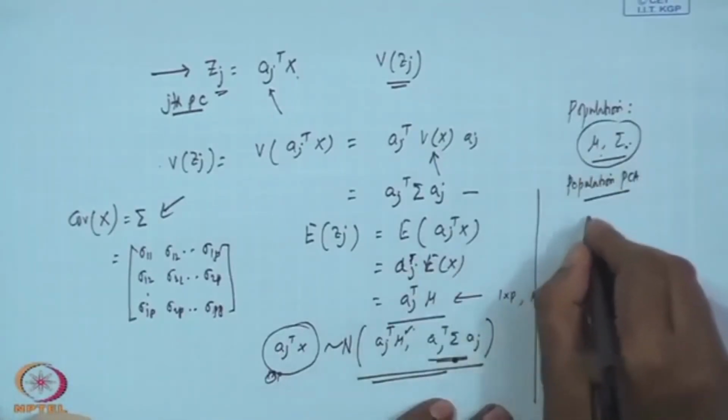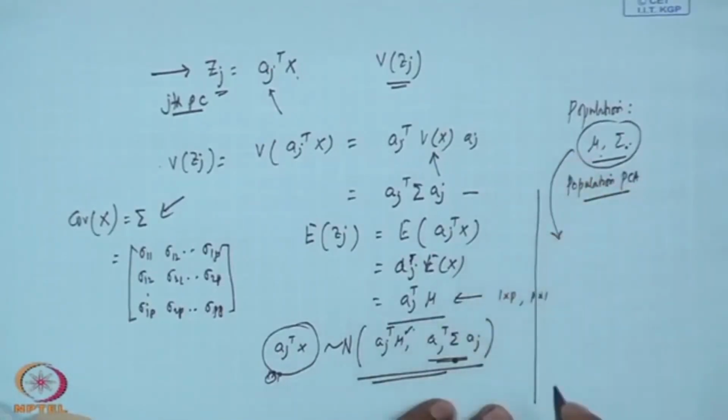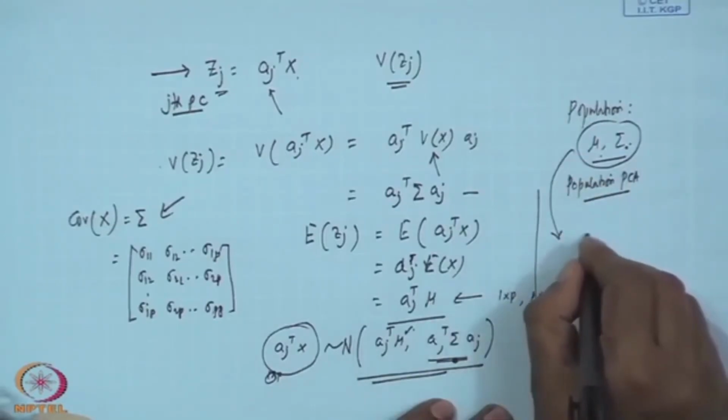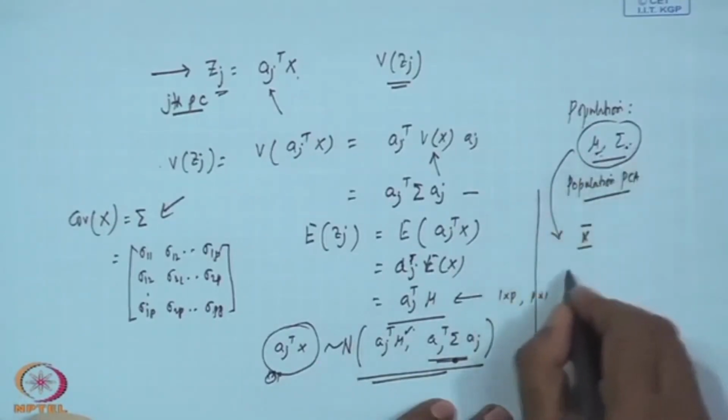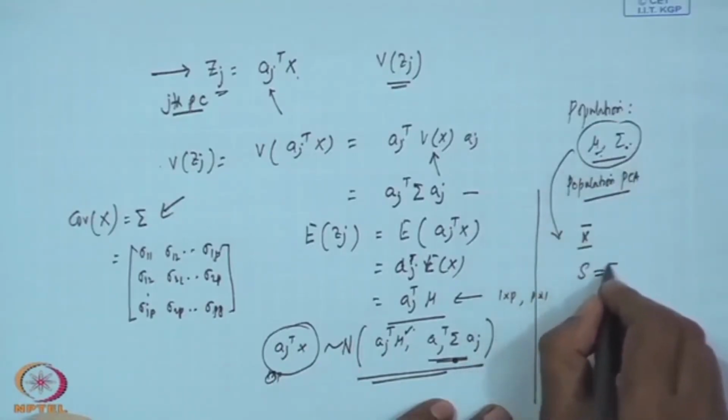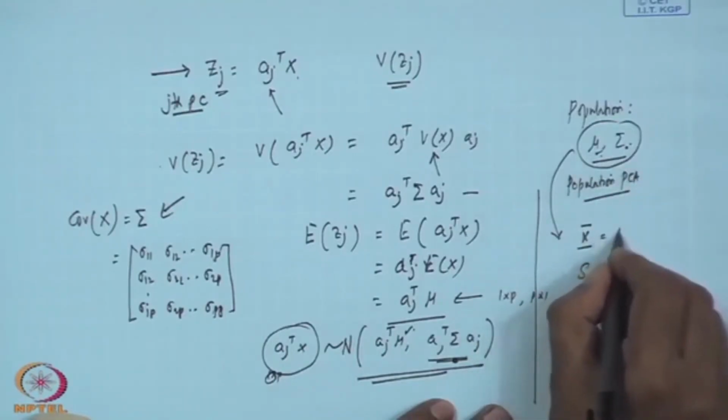So, what is the rescue then? The rescue is that you will use x bar as an estimate of mu and S as an estimate of sigma.